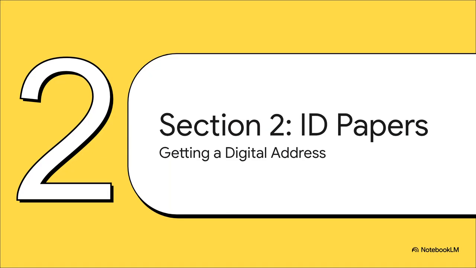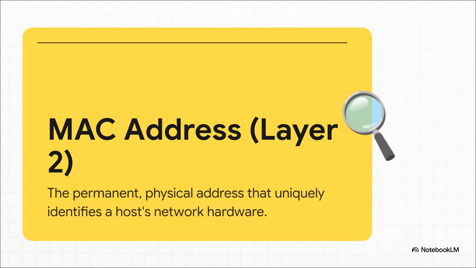Okay, so before our packet can even think about leaving its neighborhood, it needs some ID. Kind of like a passport, right? It has to know exactly where it came from and where it's going. And for that, it needs 2 absolutely crucial digital addresses. First up is the MAC address. Think of this as your device's permanent, unchangeable fingerprint. It's literally burned into the network hardware by the manufacturer.